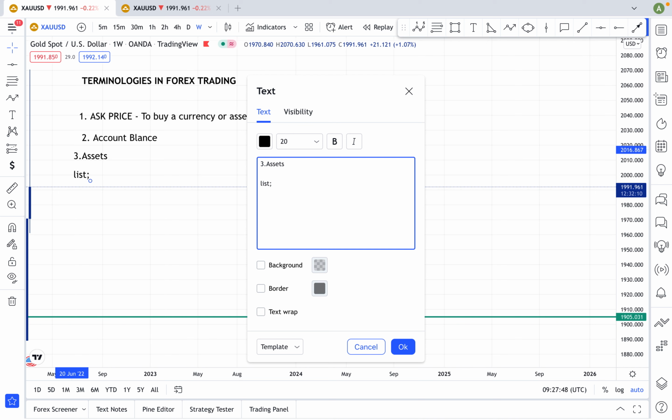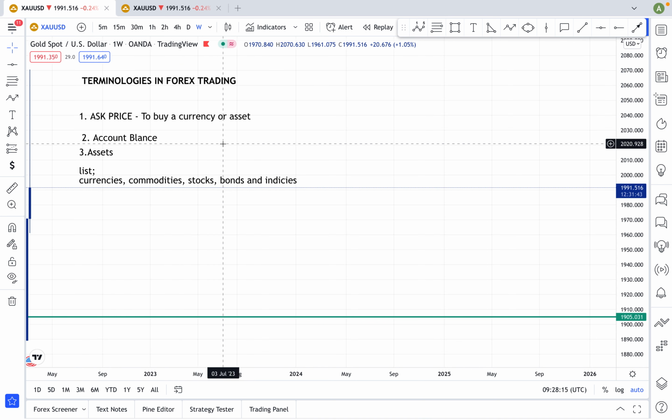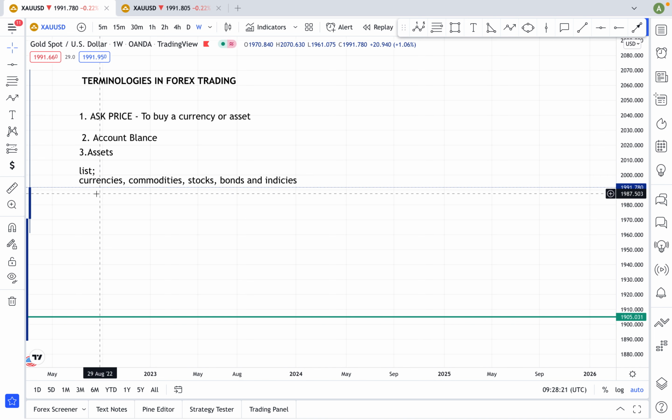Let's check the list. The list is what? Currencies, stocks, bonds, and indices. These are them. But now let me talk more about this. The currency. Under the currencies we have AUD JPY, USD JPY, EUR CAD, AUD CAD, depending on whatever you are trading.